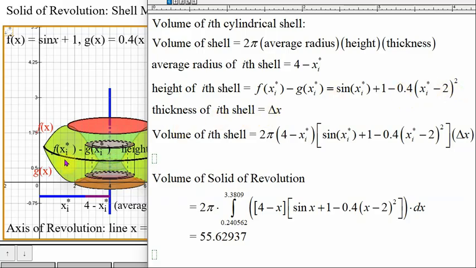And then for all the shells, let's make all of the thickness the same. So let all the shells have the same thickness. And let's call it delta x. And so the thickness of this shell right here will be delta x. So the volume of the ith shell is going to be 2 pi times the average radius times the height times the thickness. And then the sum of the volumes of an infinite number of shells is going to be the integral from 0.405 to 3.3809.